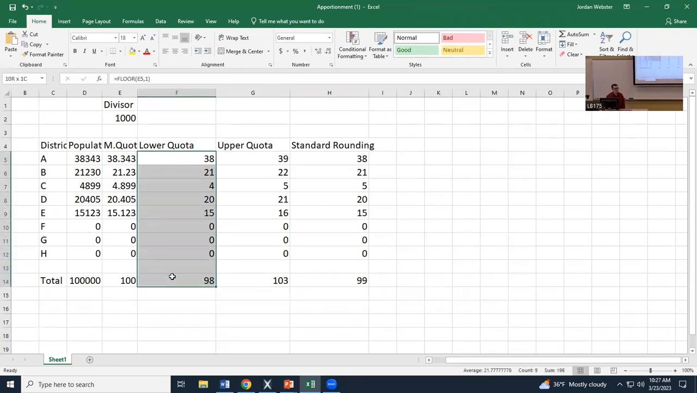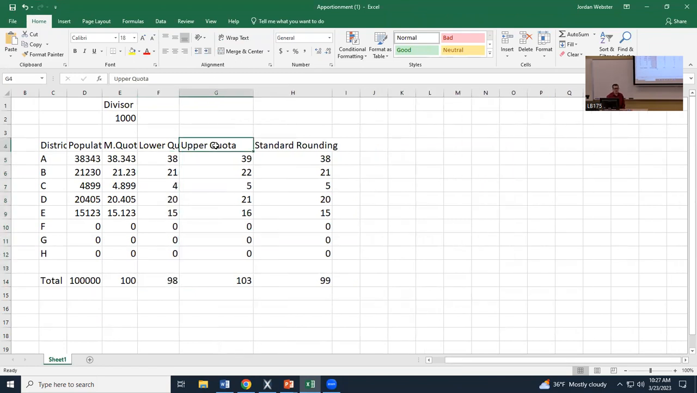We're not using the lower quota anymore. Now, this is the one where we want to use the upper quota. Everybody get that? Using the upper quota. And the upper quota is just go up to the next whole number. So if we were at 38.343, we'd round it up to 39.